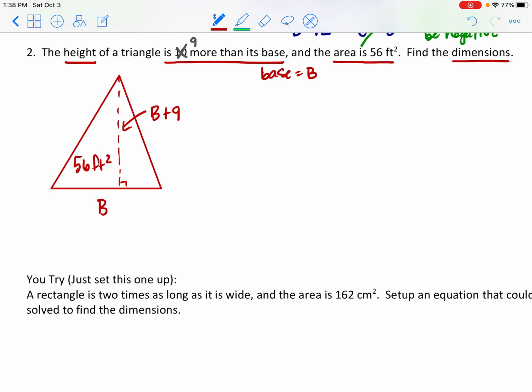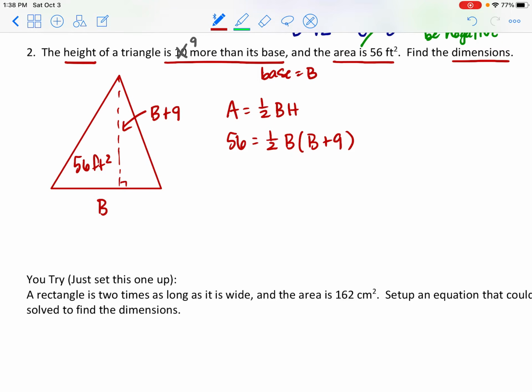So now we need our equation, which again is going to be for that area. The area for a triangle is 1/2 times the base and the height. So in this case, 56 is going to equal 1/2 times the base, which we said was still B, and then times the height, which we said was our base plus 9.